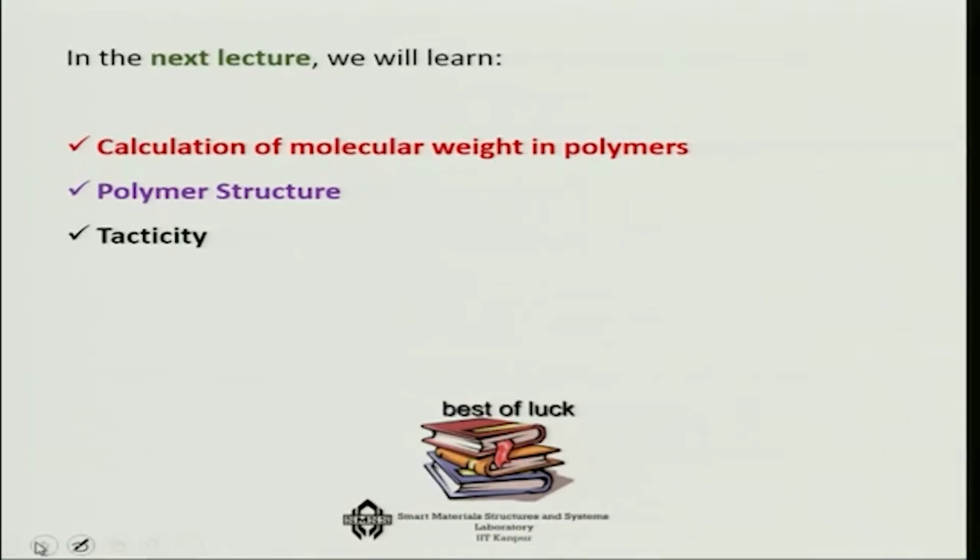So this is what we have given, a brief introduction to the world of polymers. In the next lecture, I will talk about how to calculate the molecular weight of a polymer. I will talk about the polymeric structure and the tacticity of a polymer.